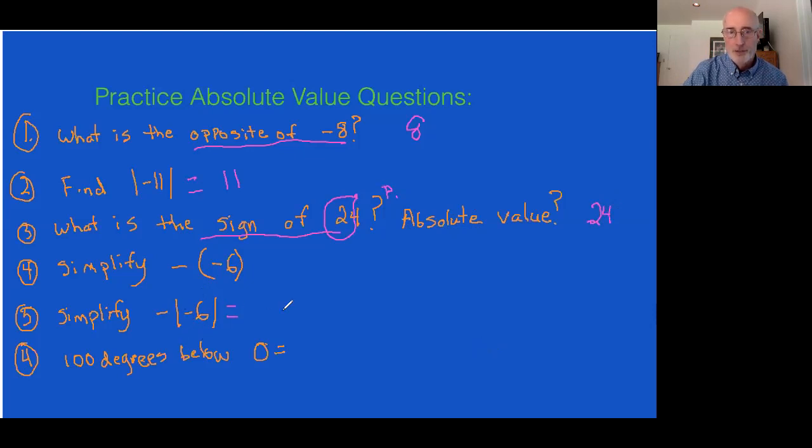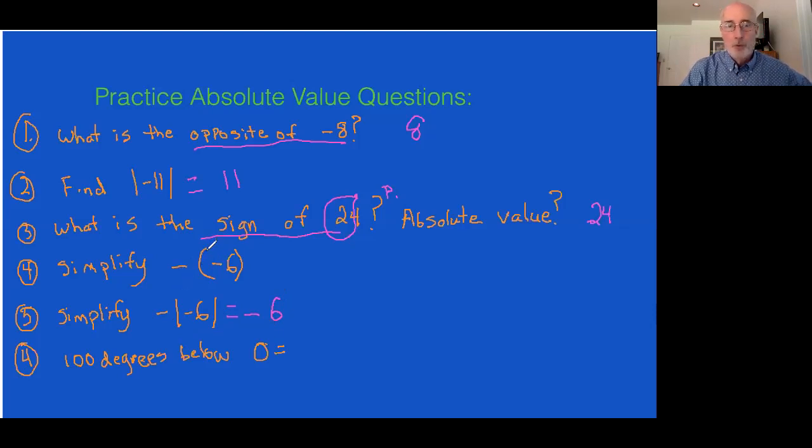Inside the absolute value symbols here, the 2 lines, I know that the absolute value of negative 6 is 6. But this question has a negative in front of it. So what is the negative absolute value of negative 6? Your answer in this case would be negative 6. Okay? It's a little tricky, but you see the double negative there with the absolute value. That's why that's negative.